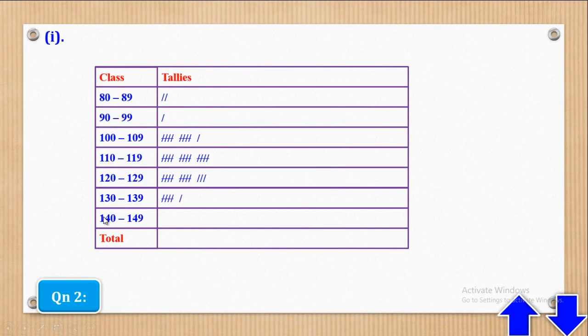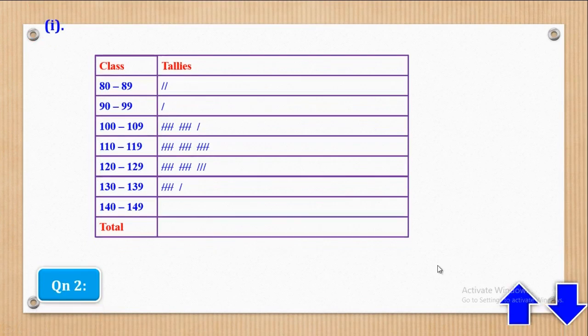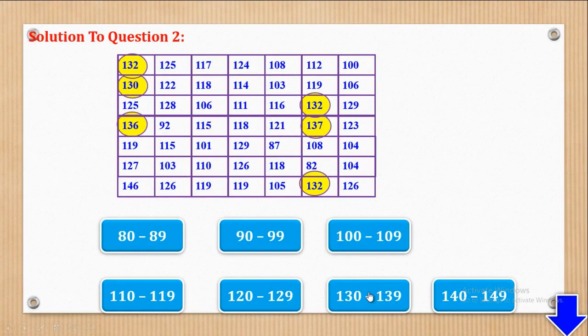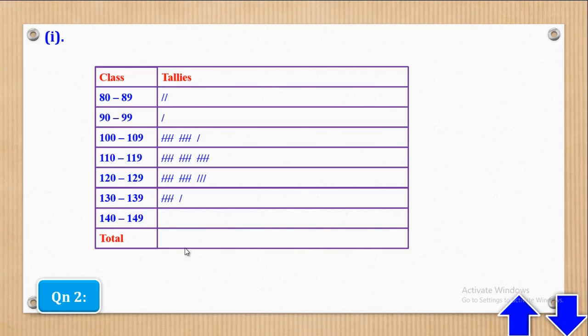Next will be 142 to 149. So I'll come here, remove this and put this. So I realize that it is only one value. So I'll come here and put tallies corresponding to 1.